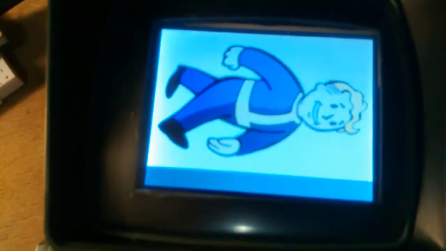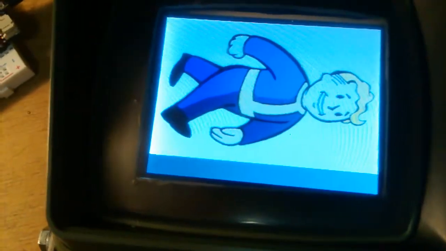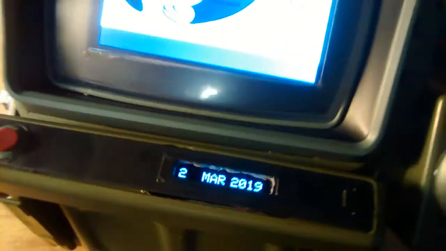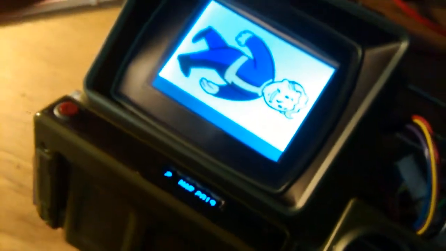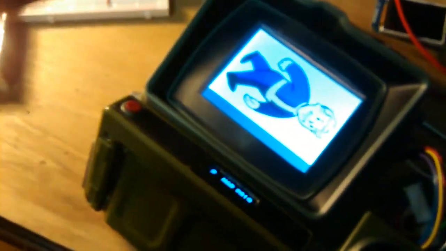Powering up. And there's the Pip Boy guy. The clock's down there. Oh yeah, I see the clock. It's not exactly the right date, but that's okay. No, none of our viewers know that. So it could be accurate. Damn, I just let the cat out of the bag.